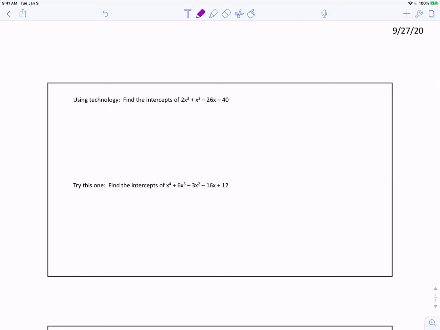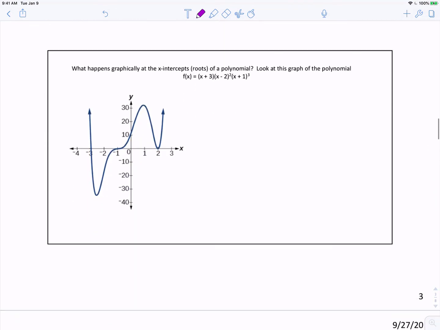I can do it on my computer, I just can't do it on my iPad, so I'm going to do this with you in class. But I want to leave the notes here. Just know that you can use technology. You can use a graphing calculator to find roots. Most of you probably already know how to do this, but I'm going to review that during class.